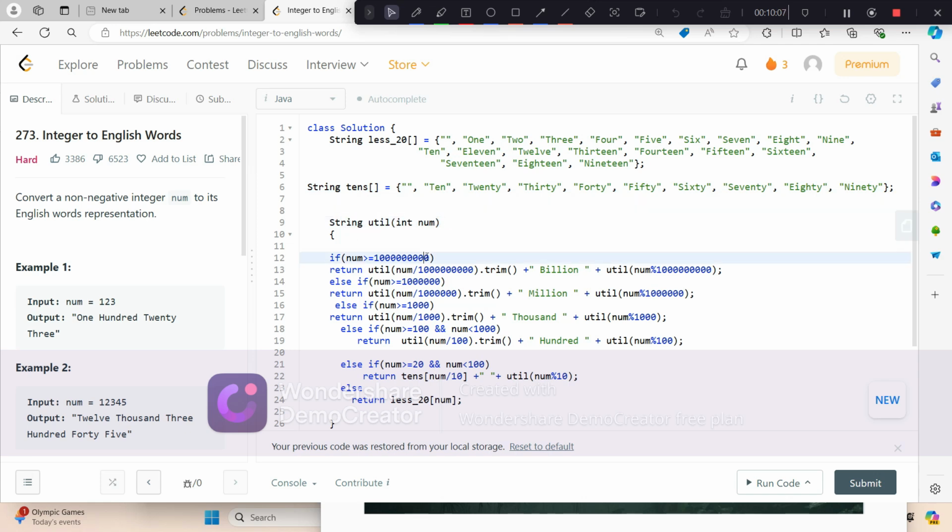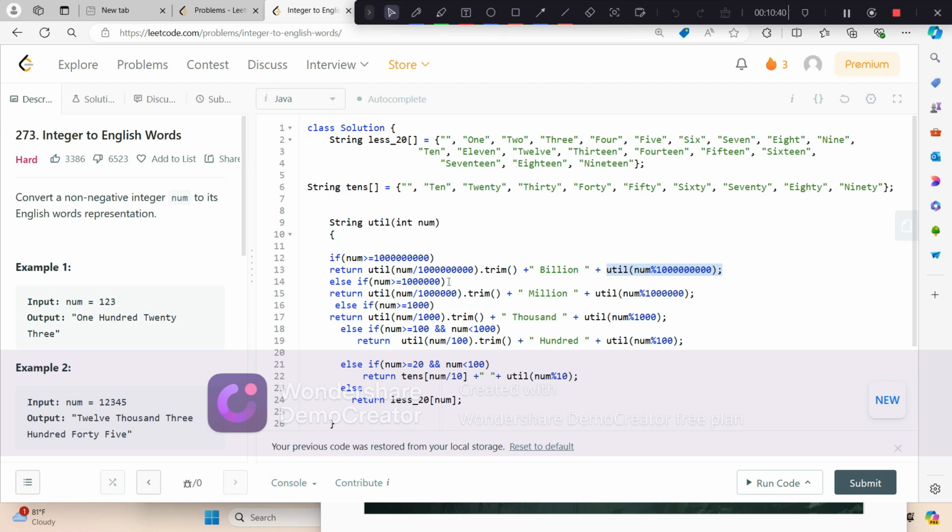Okay, so see here, this is 1 billion. So I am checking here if num is greater than or equal to 1 billion, then only a non-zero value comes, right? That means there must be some billion value. Then what we are doing here, we are calling this recursive function on divide by this, plus we are appending "billion". So this billion we have added, and then we are calling the function on the remaining values.